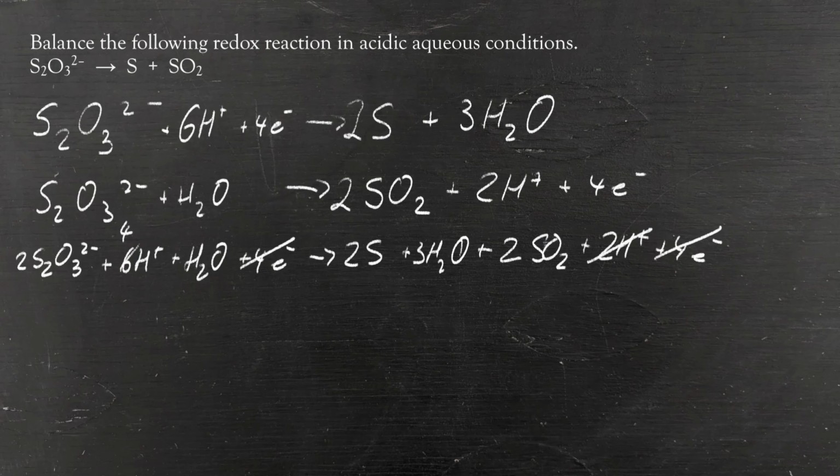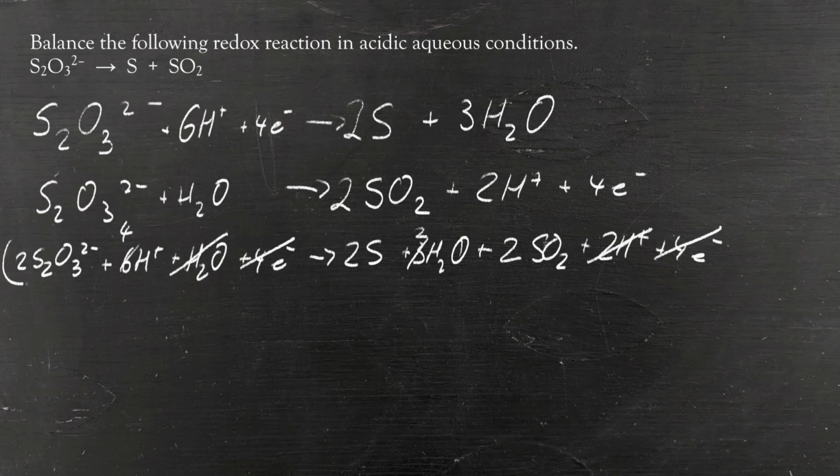We have 1 H2O on the left, 3 on the right. We get rid of this one and update this to be 2. That's everything that cancels out. But if we look through, we can see that we have 2 S2O3 2-, 4H+, 2 sulfur, 2 water, and 2 SO2. Everything is a multiple of 2.